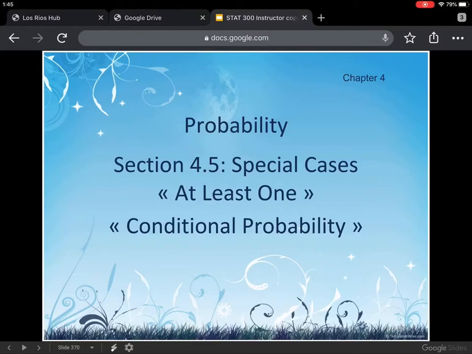Okay, in this section, 4.5, we're going to talk about some special cases, the at least one, and then the conditional probability. We're getting into some harder topics, so please be careful. Maybe you need to rewatch this video a couple of times. And we need to make sure that we get ample amount of practice so that we don't repeat mistakes.